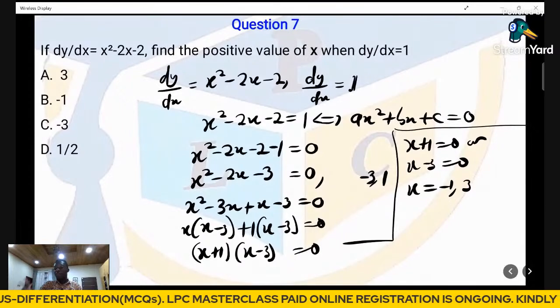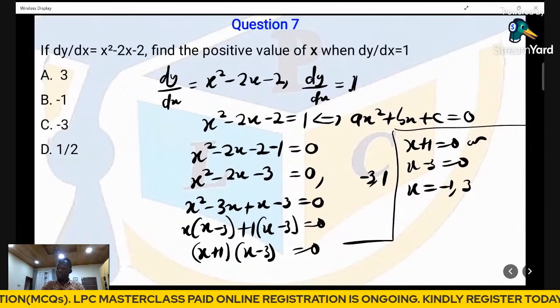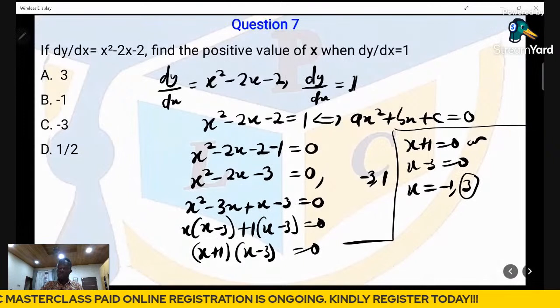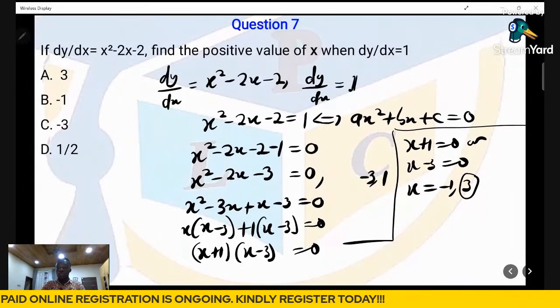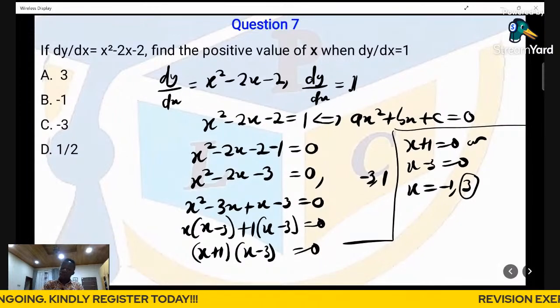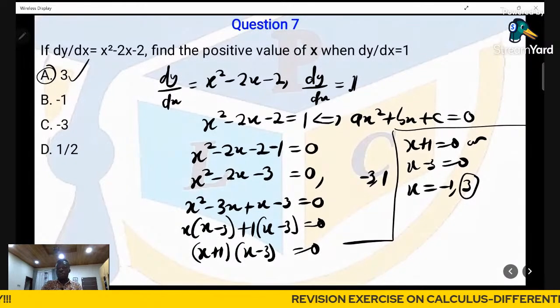positive 3. Should be equal to positive 3. So we have option A as an answer, or whether you shade or you tick, you are good to go.